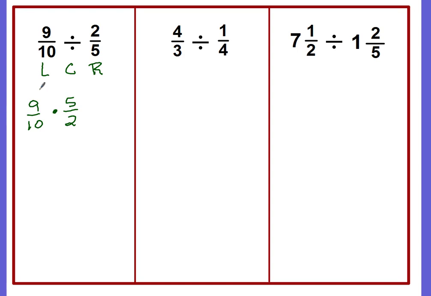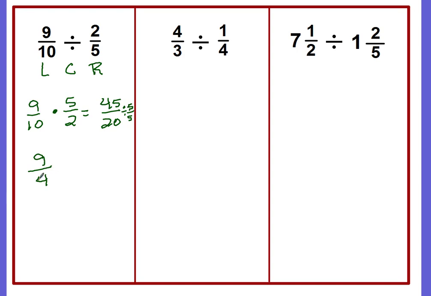Now we multiply. Multiply the numerators together, 9 times 5 is 45. Multiply the denominators together, 10 times 2 is 20. And now our favorite part, we get to simplify. I noticed that I can divide by 5. 5 is a common factor for both numerator and denominator. So I'm going to write it down here. 45 divided by 5 is 9. 20 divided by 5 is 4.